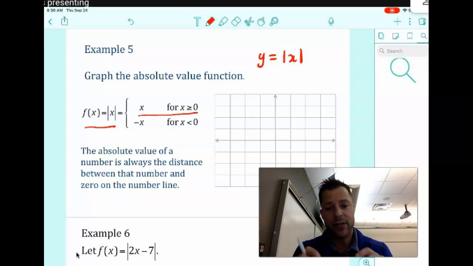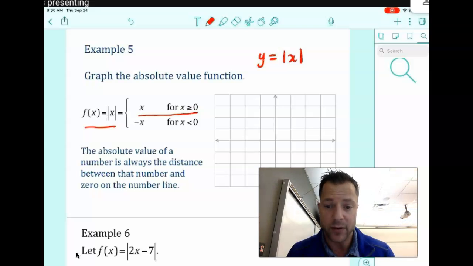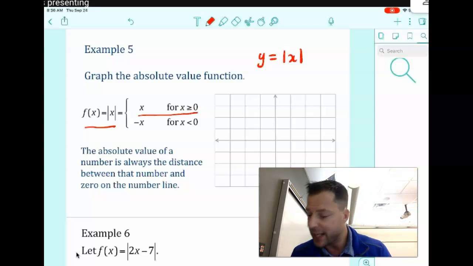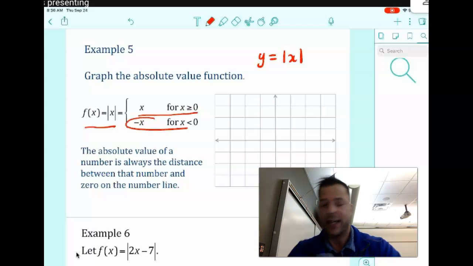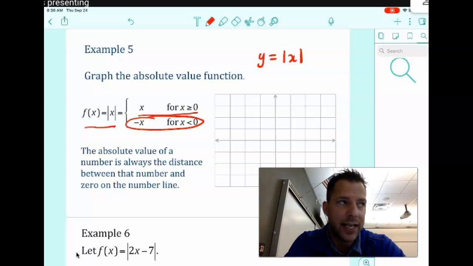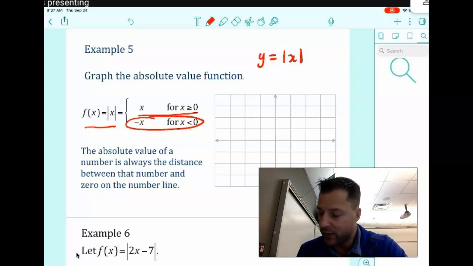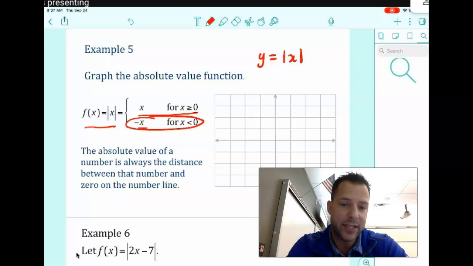Remember, absolute value is the distance you are from 0. That doesn't work for negatives. The negatives, you've got to take the opposite of that. So when x is less than 0, so if I say negative 5, the absolute value needs to be the opposite of that. And that's what the negative x is saying here. The opposite of x. The opposite of negative 5 is 5.